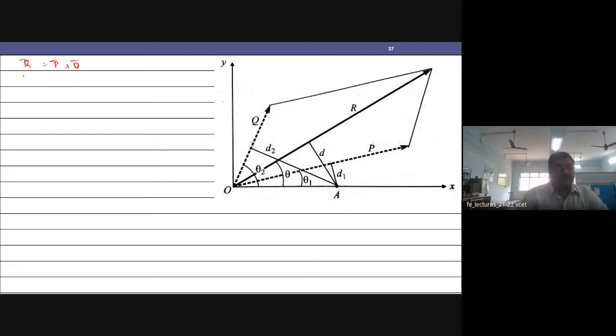Now when I'm resolving into components, I have Rx equal to Px plus Qx, and Ry equal to Py plus Qy. Now what is the x component? I have the force R. So Ry, I know the angles already, right? Can you tell me what is Ry?